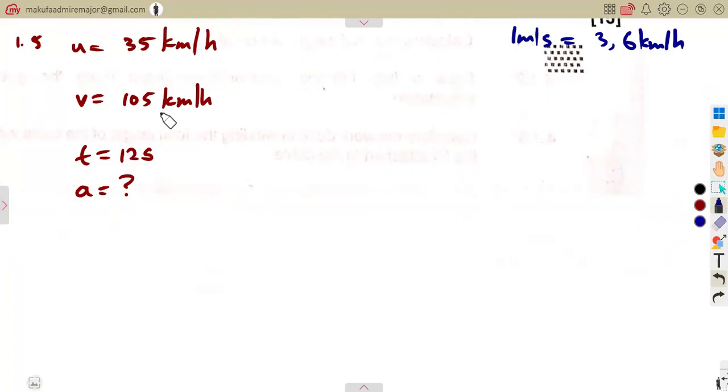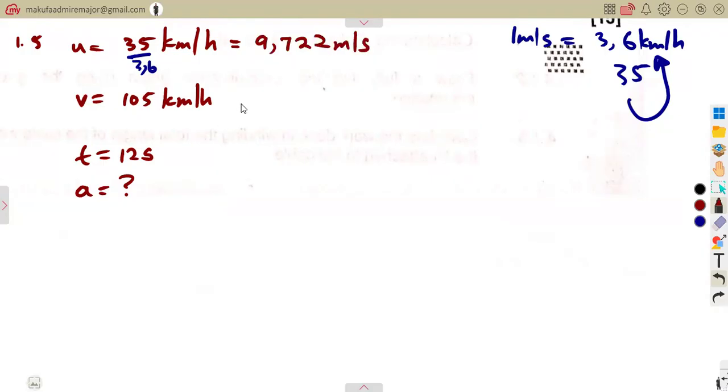So meaning to say when given 35, you divide by 3,6. That was going to give us 9,722 meters per second. The same thing, you divide here by 3,6. That was going to give you 29,167 meters per second. Remember to 3 decimal places, you're rounding off.